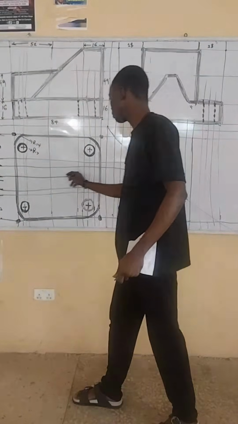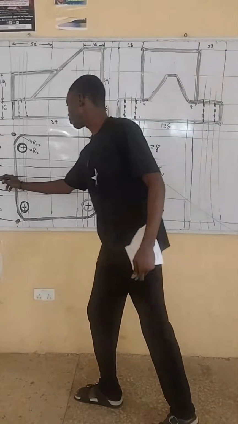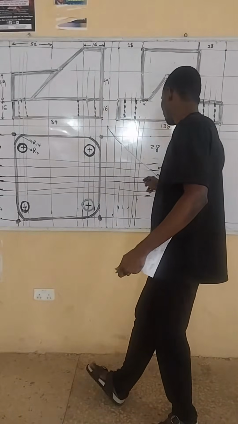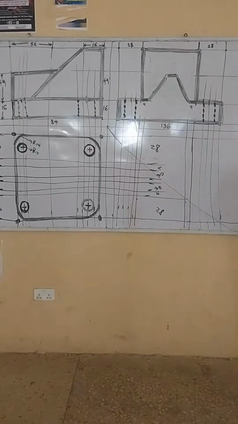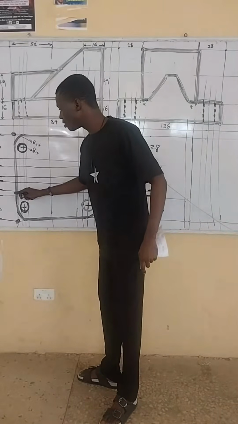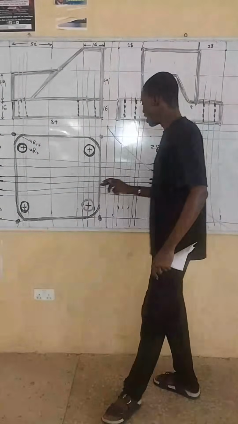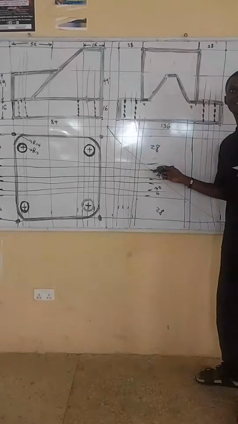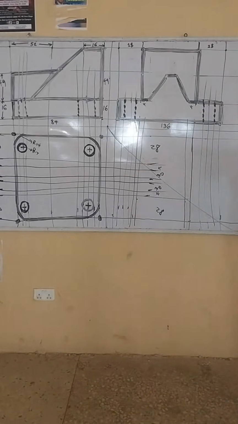Fence line. Have you done that? I said from the 4 that we got, 3 centimeter down, 3 centimeter up. From that same 4 at the right hand side, 3 centimeter down, 3 centimeter up. Join together, fence line.